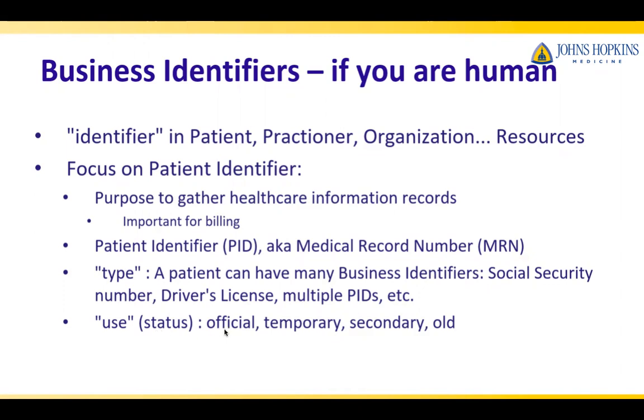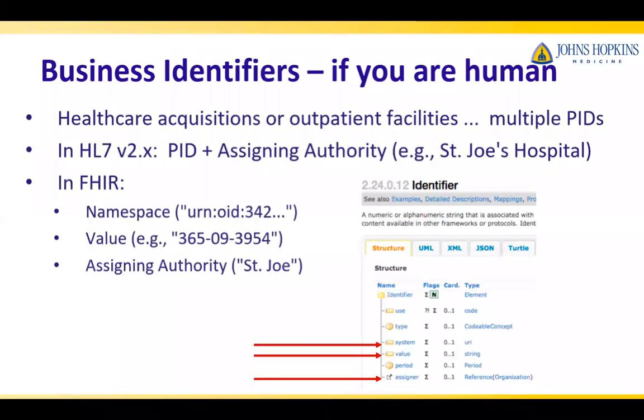FHIR also has a use, which is also similar to a status. It can be an official identifier. It can be temporary if the patient came in through the emergency room, for example. It could be secondary or old if the patient records were changed and the patient was assigned a new patient identifier, or for example, if two patient records were merged to be a single patient. To make things a little more complex, especially in the United States, there are a lot of healthcare acquisitions where one hospital system is purchasing another hospital system. If there are shared patients between those hospital systems, they now have two different patient identifiers or multiple patient identifiers.